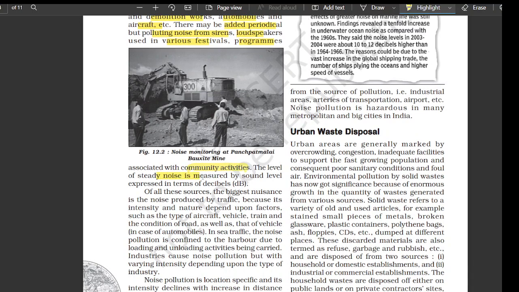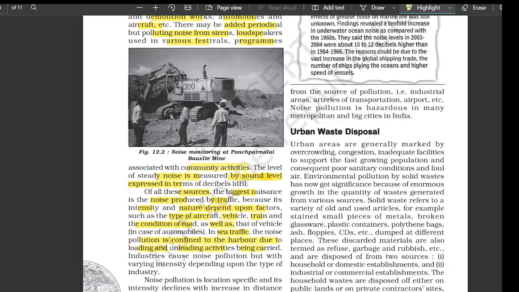The level of steady noise is measured by sound level expressed in terms of decibels, dB. Of all these sources, the biggest nuisance is the noise produced by traffic, because its intensity and nature depend upon factors such as the type of aircraft, vehicle, train, and the condition of the road, as well as the vehicle in the case of automobiles. In sea traffic, the noise pollution is confined to the harbor due to loading and unloading activities being carried out.